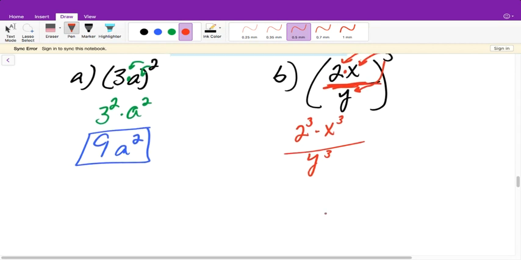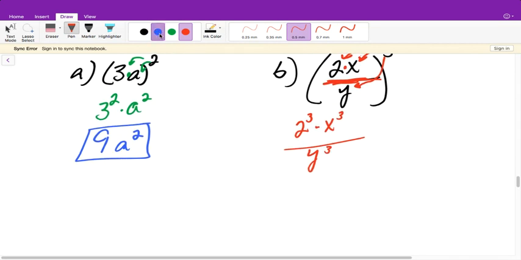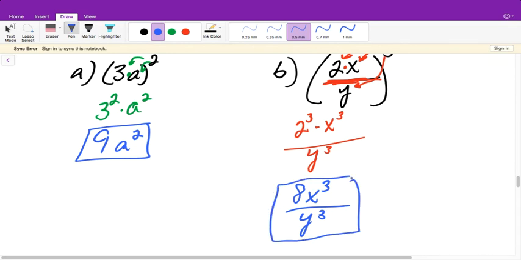All right, so now we can keep going and keep simplifying. 2 cubed we know is equal to 8. And then we have 8x cubed over y cubed. There is nothing else that we can simplify and nothing else that we can do. So that is it.